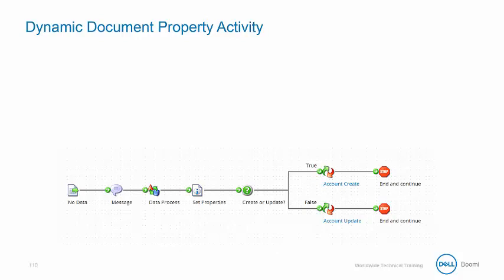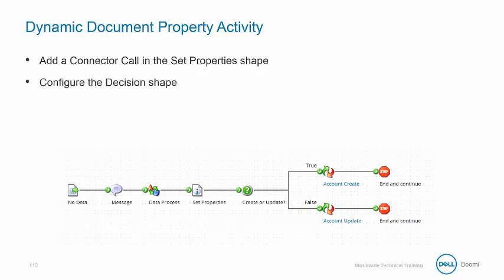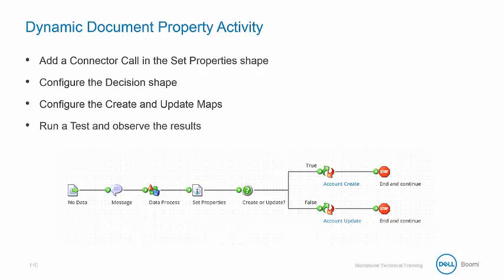To complete the process, we will add a connector call in the setProperties shape to query an account's internal ID. We'll configure the decision logic to determine if an account's internal ID is populated in Salesforce. Then we'll configure the create and update maps, and we'll run a test and observe the results.